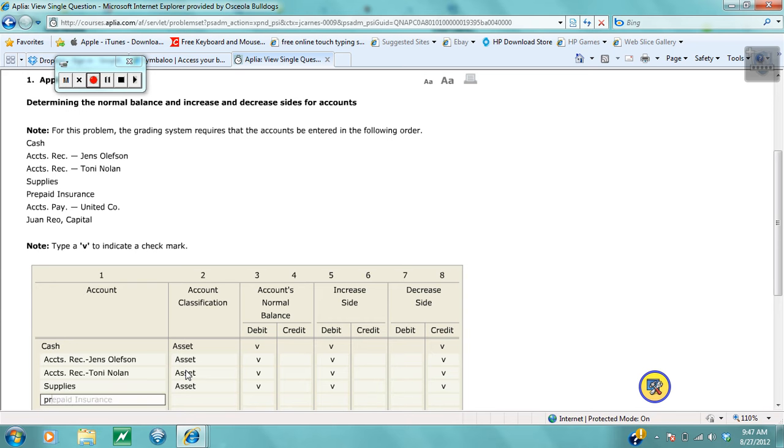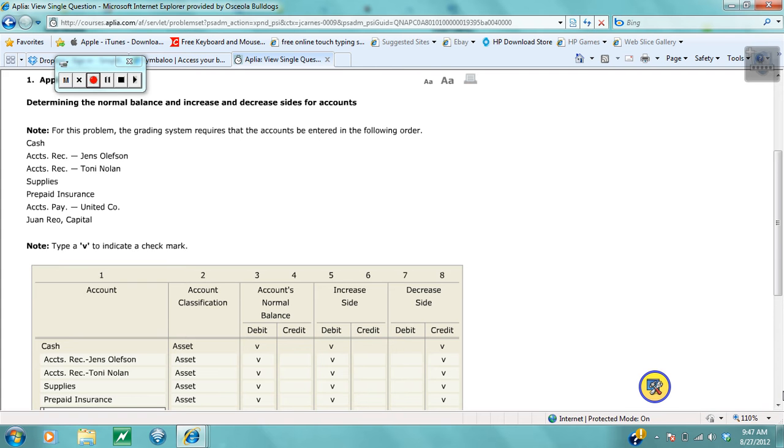Next account is prepaid insurance. It's an asset account. Once again, I'll rephrase this. If you buy a year-long policy, and you only need it for 2 months, it has a cash value that you're entitled to get back. So it's considered an asset account. The normal balance side is a debit. It increases with a debit and decreases with a credit.